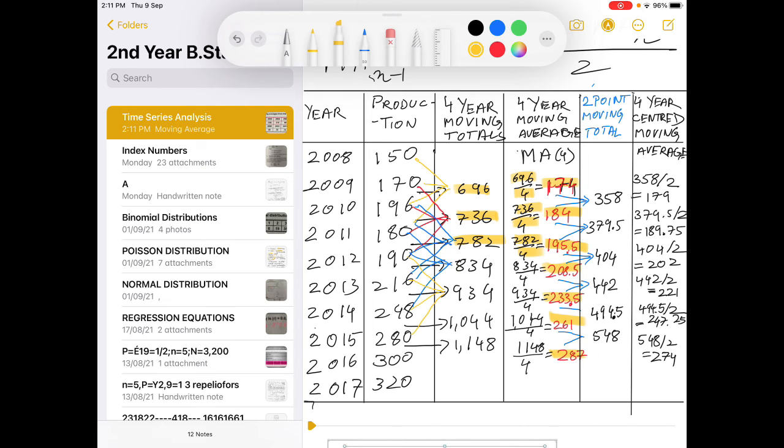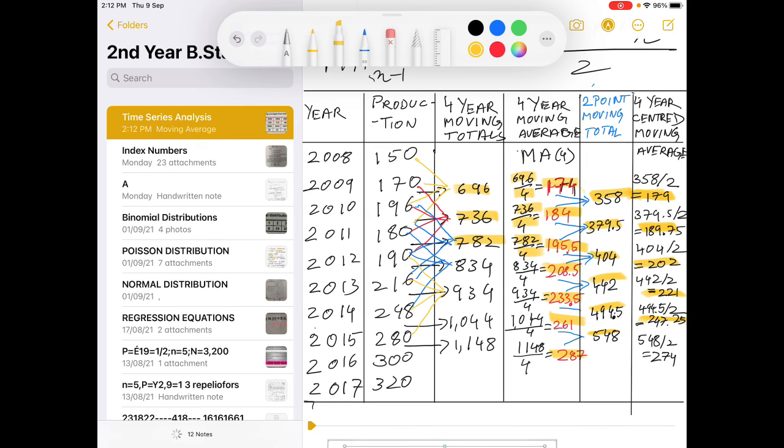Then what did we do? We took 2-point moving totals. For every two moving averages, we calculated the total. So 174 plus 184 gives me 358. 184 plus 195.5 gives me 379.5. Similarly, I calculated all 2-point moving totals. Then I calculated the average of those totals to get the final 4-year centered moving average. This is called the centered moving average when we find the average of 2 moving averages.